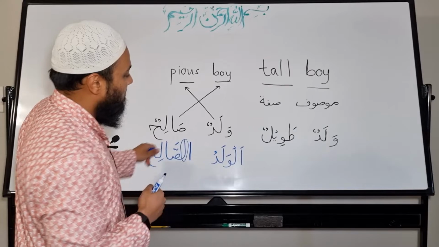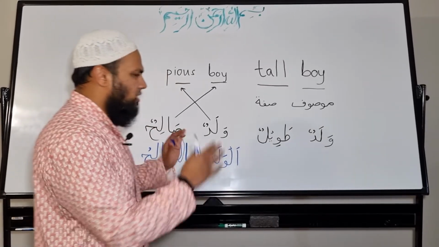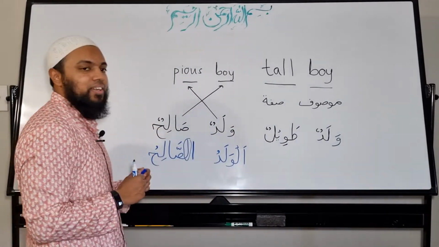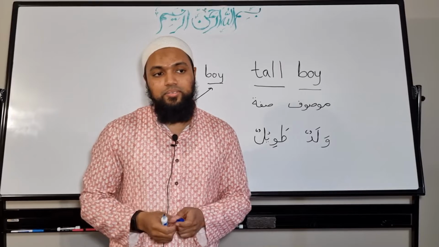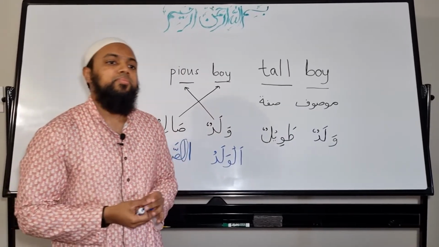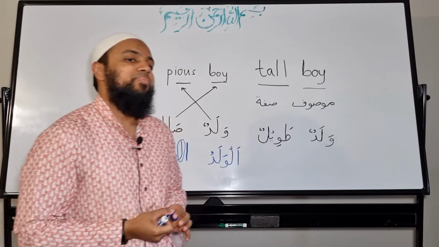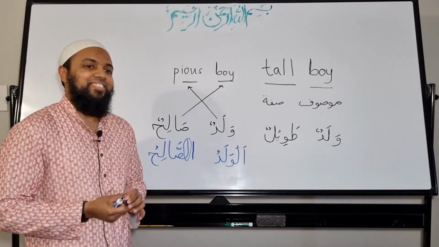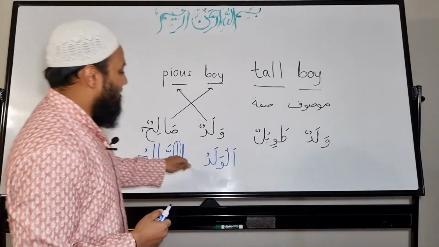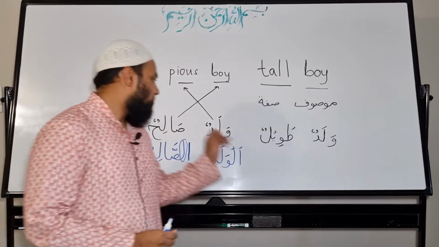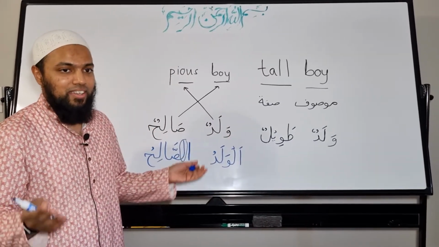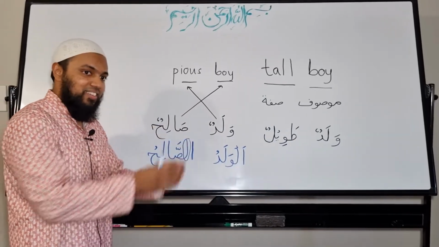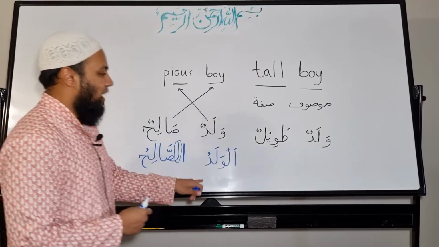If I want to say, what's the difference in the meaning between waladun salihun and al-waladu salihu? What is the difference in the translation? Waladun salihun is like an example, a pious boy. And al-waladu salihu is the pious boy. Exactly, you got it. So the main difference is waladun salihun is a or any. It can be any or a. But al-waladu salihu is the, the specific one. So that is the thing.